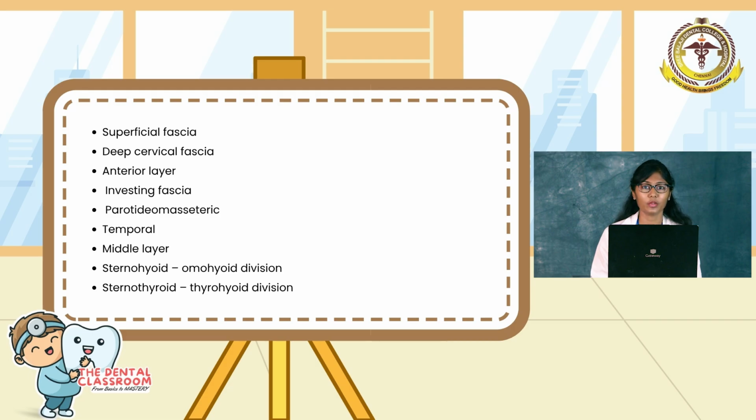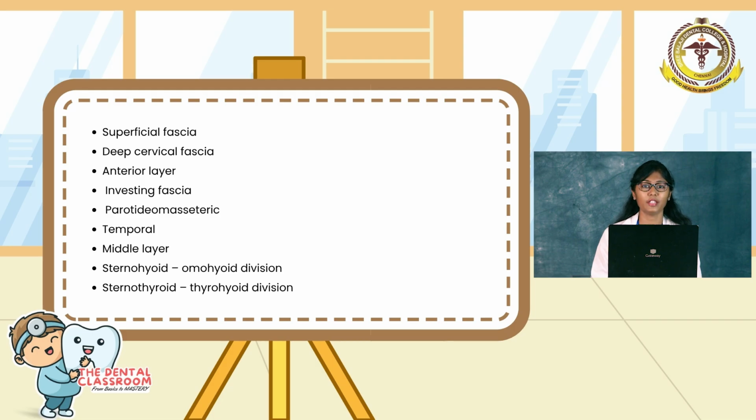Anterior layer includes the investing fascia, which encloses the entire neck and surrounds the sternocleidomastoid and trapezius muscle. It also includes the parotidomasseteric fascia around the parotid gland and masseter, and the temporal fascia covering the temporalis. The middle fascia is subdivided into muscular and visceral divisions.